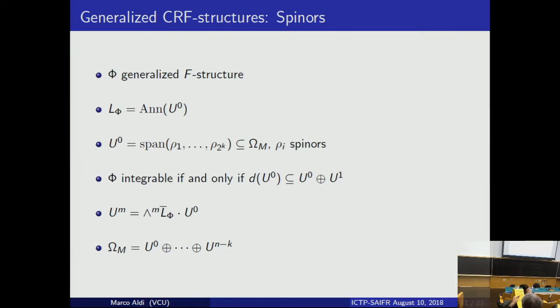And as one can check, the generalized F structure is integrable, this is the generalized CRF structure, if and only if the de Rham operator sends the space of forms that is annihilated by the square root of -1 eigenbundle to the direct sum of itself with U1. So you still have a grading of differential forms given by applying higher and higher exterior powers of the minus square root of -1 eigenbundles to U0.